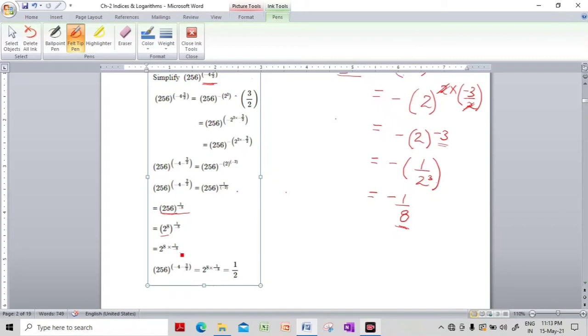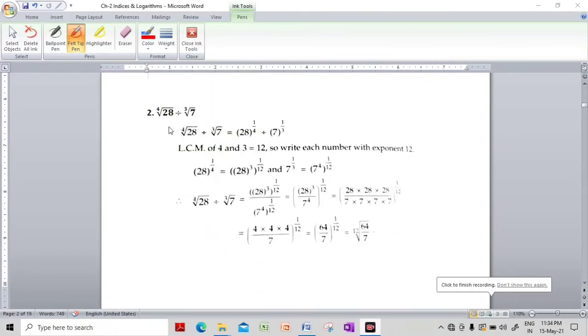So here we have written this way, and from here that 8 and 8 get cancelled. We are only left with 2 power minus 1, and 2 power minus 1 is equal to 1 upon 2, which is the answer of our question.